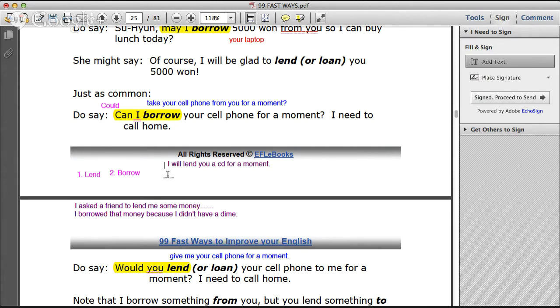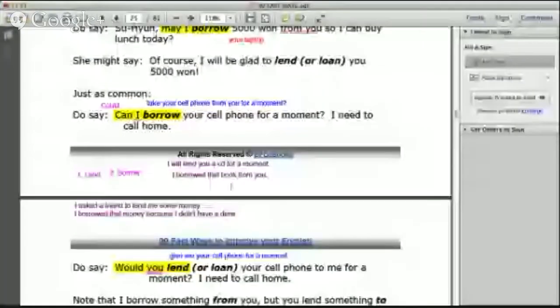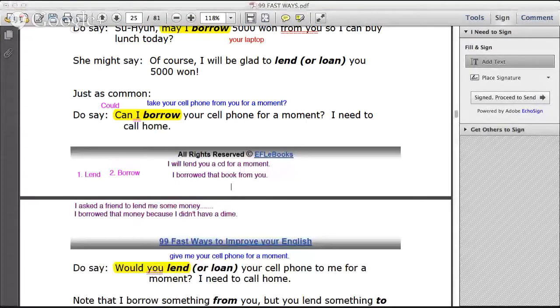Okay, now let's try one with borrow. I borrowed that book, because, from who? From you. I borrowed that book from you. Okay, that's good. That means take, right? I took that book from you. You see the difference between the two? All right, good. Let's go to Francisco.